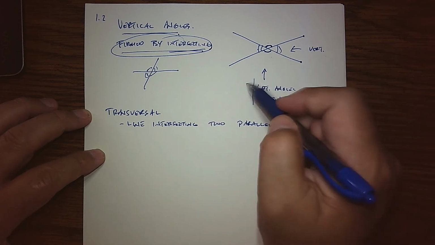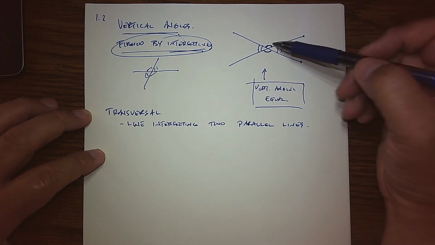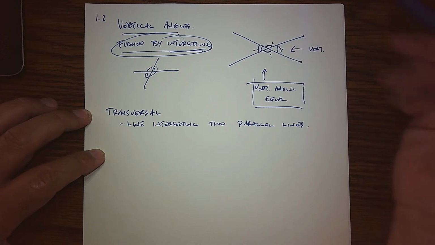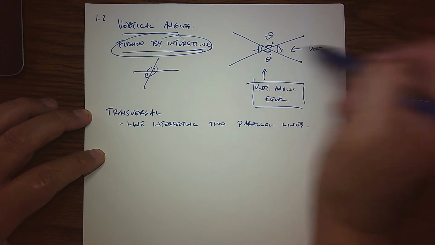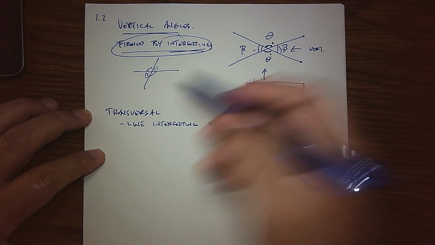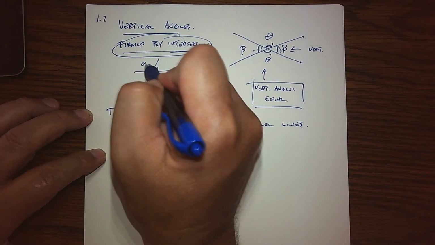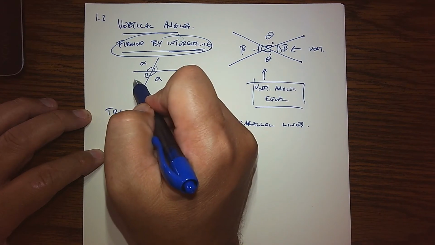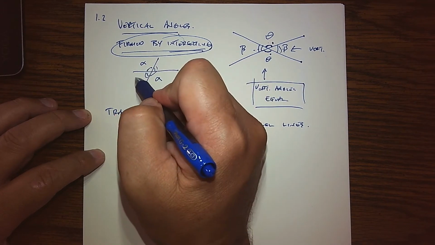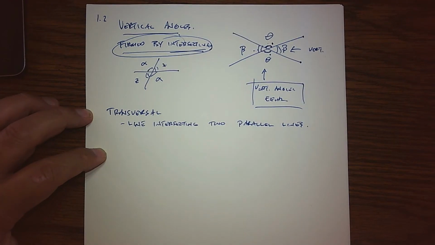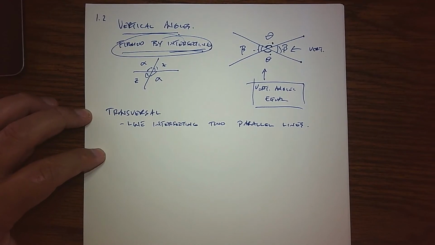And those two sets of vertical angles, this angle is equal to this angle, and this angle is equal to this angle. So maybe we call this theta, which makes that theta. Maybe we call that beta, which makes that beta. And then same thing over here. Maybe we call this alpha, which makes that alpha. And maybe we call that zeta and that zeta. So we have the same angles. All right, so there's your introduction to vertical angles.